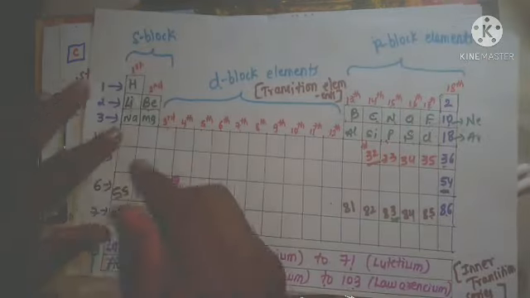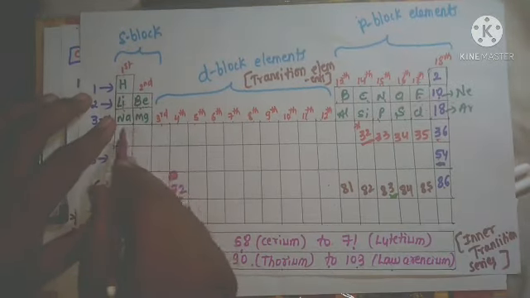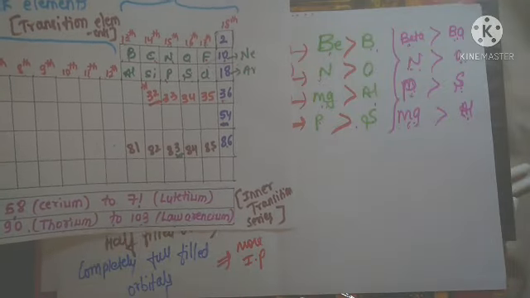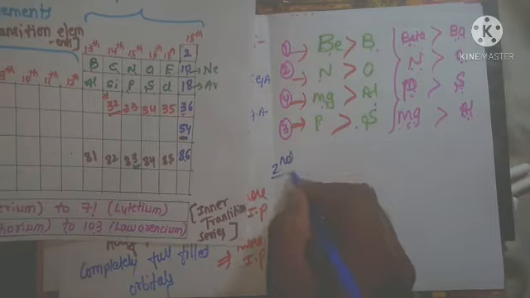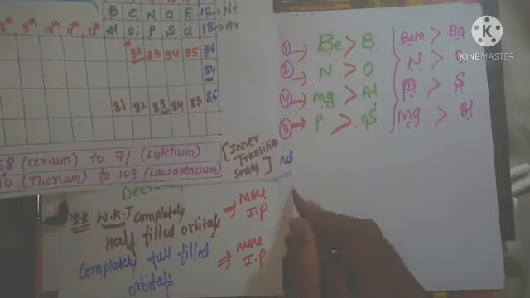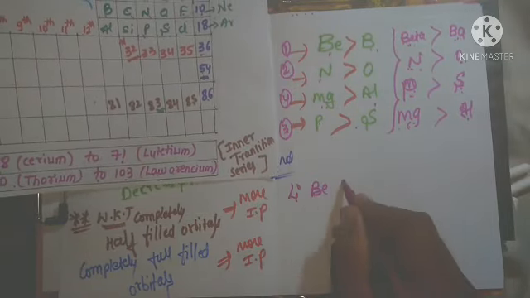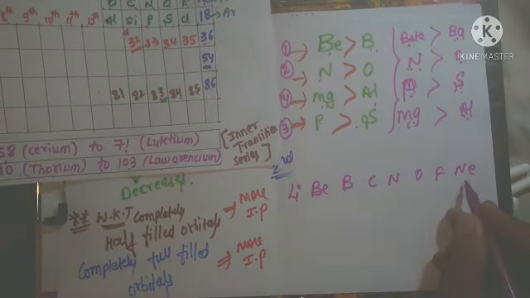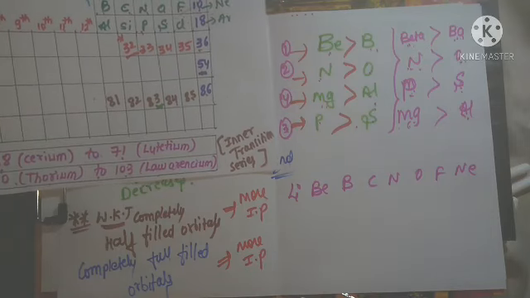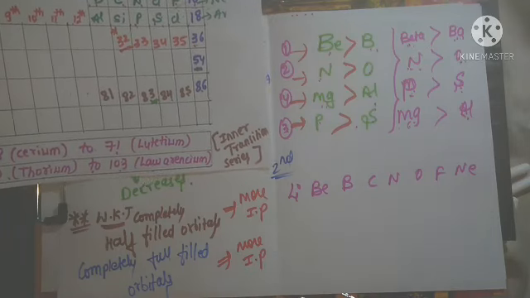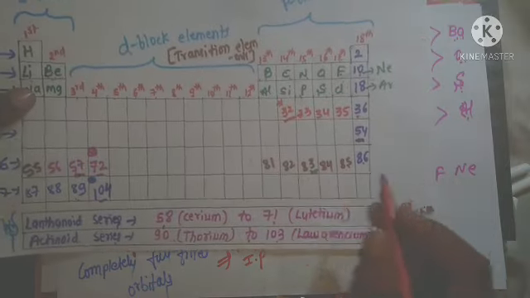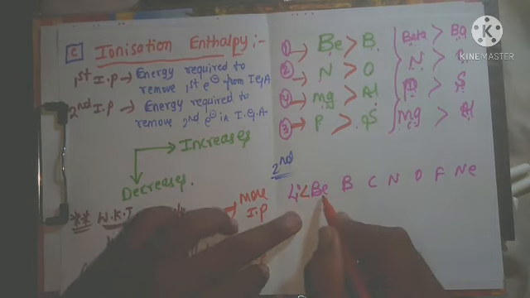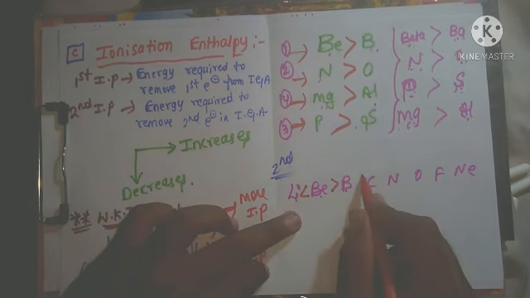You only have to write the order of ionization potential for the second period and third period. Now I will write the second period ionization potential order here. The order is lithium, beryllium, boron, carbon, nitrogen, oxygen, fluorine, neon. Along the period, what happens to the ionization potential? It increases, but from beryllium to boron it is reverse.